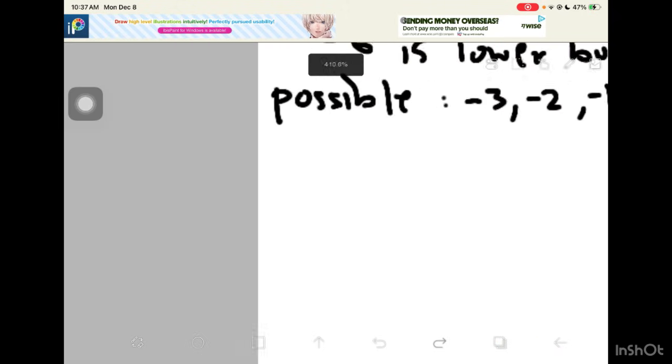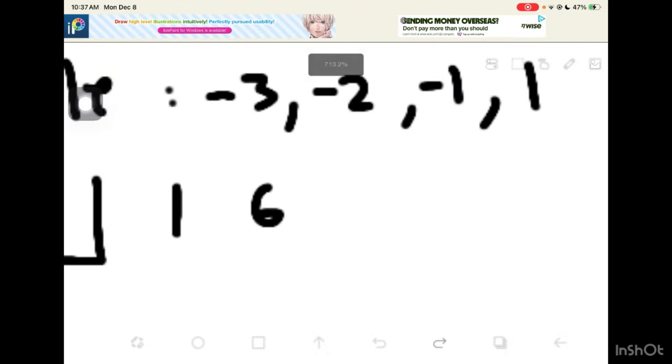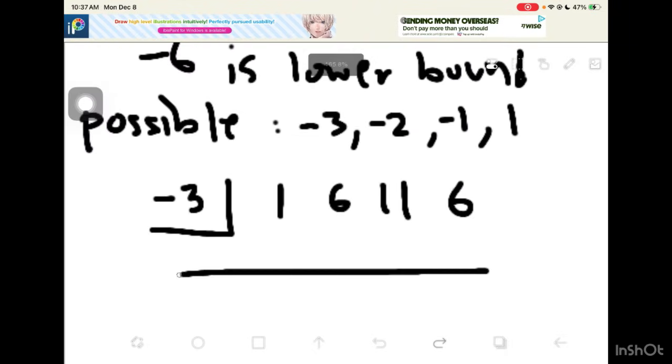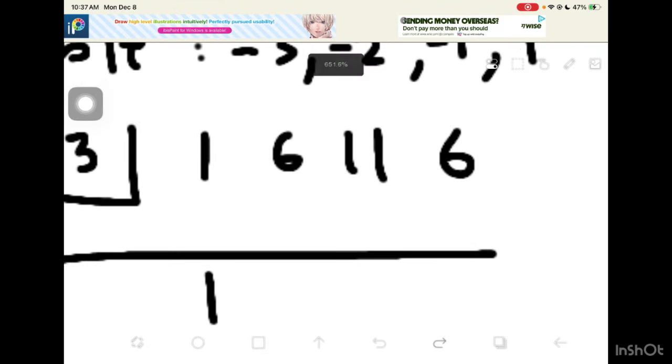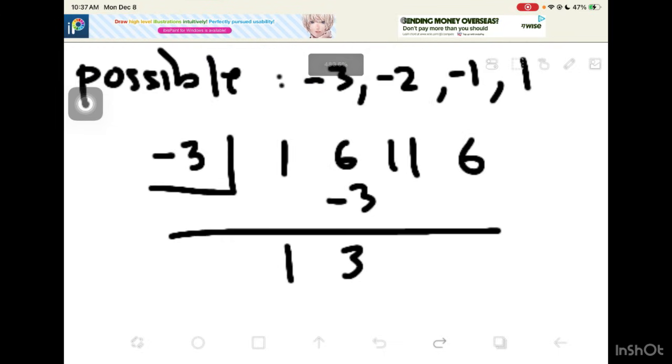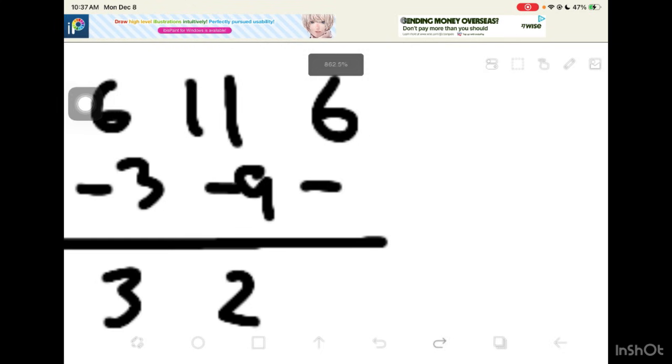Okay, let's try negative 3 first. So 1, 6, 11, 6. Okay. Bring down 1. 1 times negative 3 is negative 3. 6 plus negative 3 is 3. 3 times negative 3 is negative 9. 11 plus negative 9 is 2. 2 times negative 3 is negative 6.